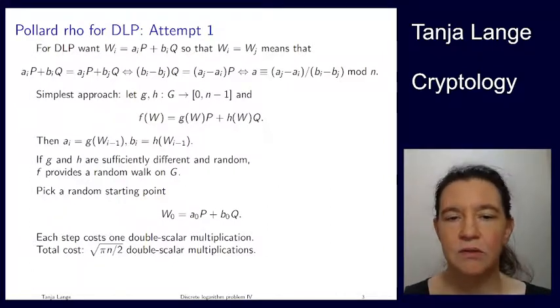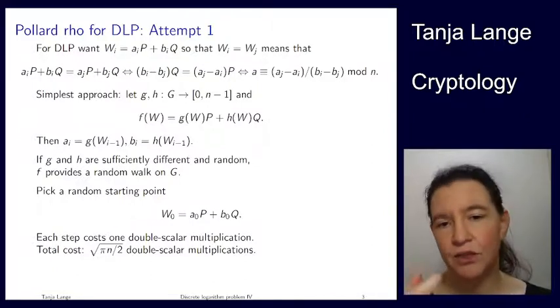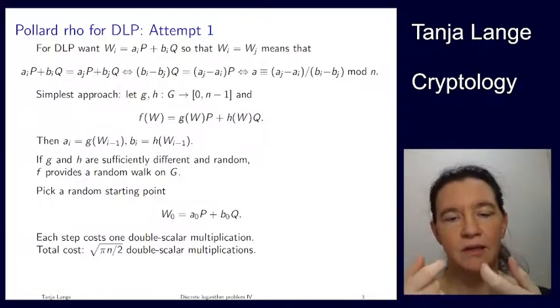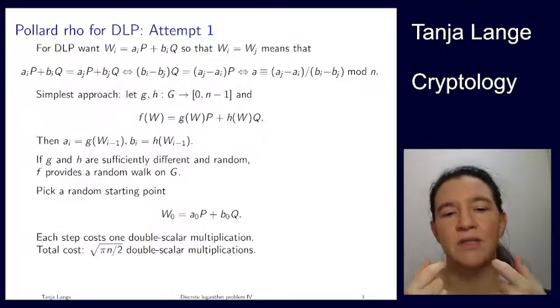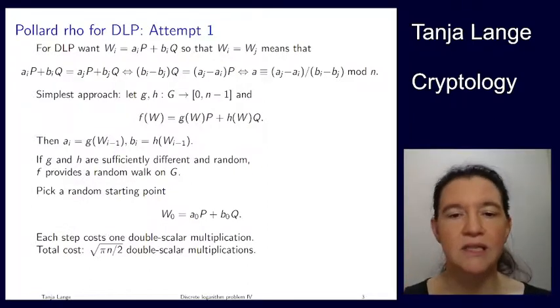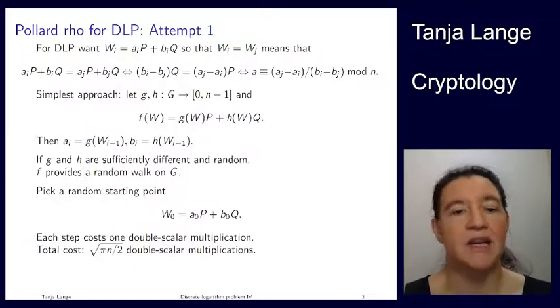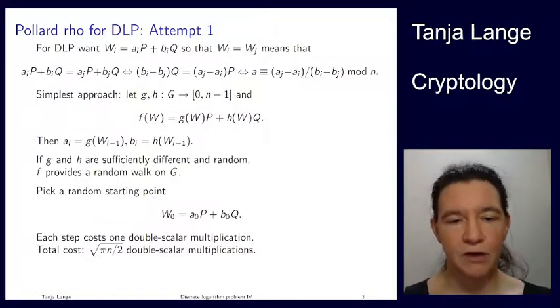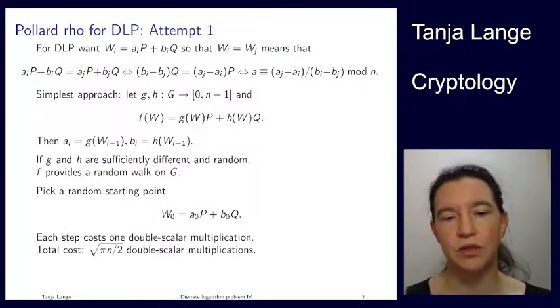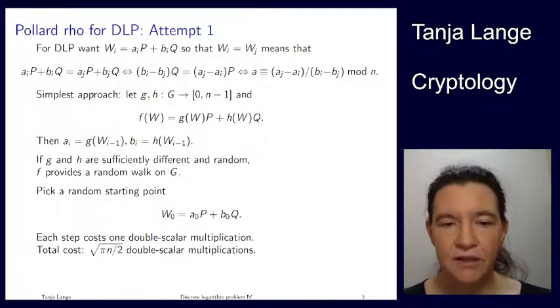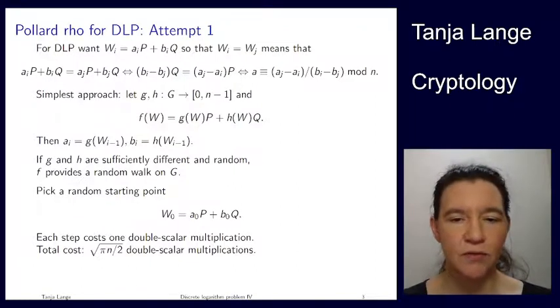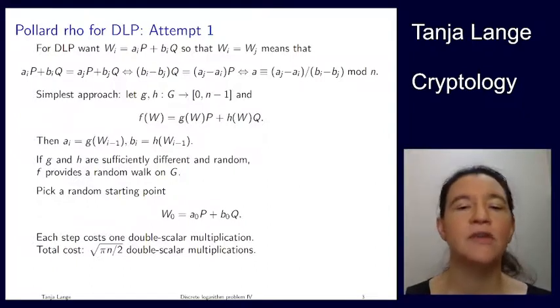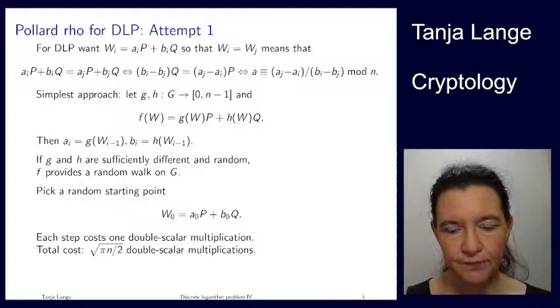Now each of those steps costs you, at first it looks like, two scalar multiplications. Actually we call this sum of two scalar multiplications a double scalar multiplication. And I'll show you in a moment that it's a little bit cheaper than two separate scalar multiplications. But in any case, even two scalar multiplications wouldn't be outrageous. Now, we know that after square root of pi n over 2 such steps, we should find a collision. And there's a small fudge factor extra because we're using the Floyd cycle finding, but it's on the scale of square root of n double scalar multiplications.